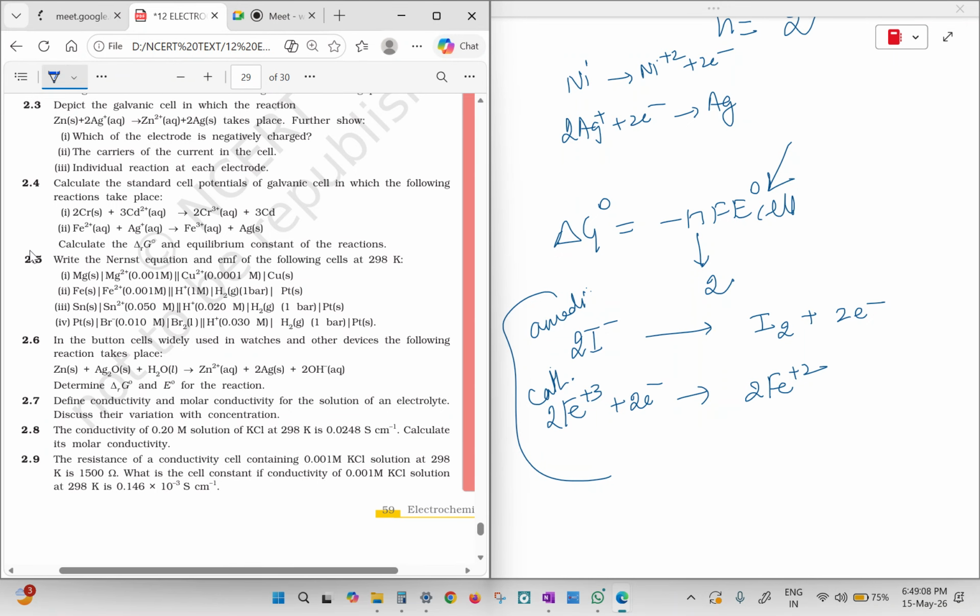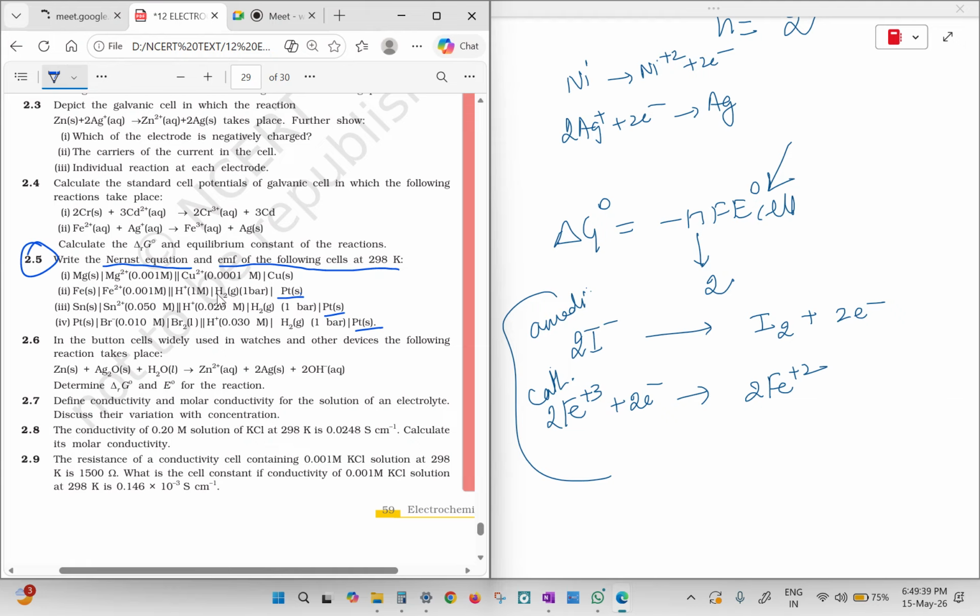Like this question. You are given the cell representation, and you are asked to write the Nernst equation and calculate the EMF at 298 K. Does any one of the cell representations bother you? Please tell me. What is this Pt? Are you getting any doubt? Platinum, though. Why is platinum mentioned? Because it's a standard electrode.